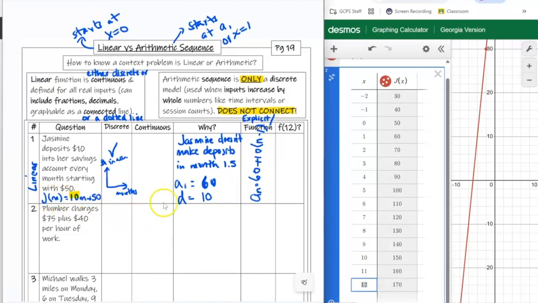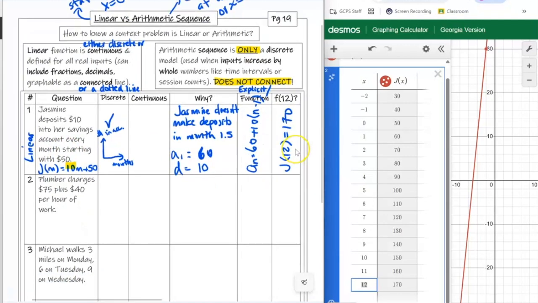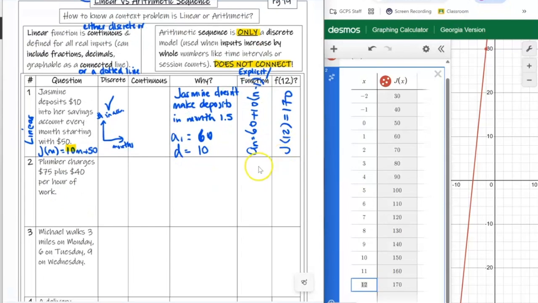Because I labeled it j, I'm going to go j of 12. So j of 12 is equal to 170. So basically what is this saying? After 12 months, which is a year, Jasmine is going to have $170. All right, go ahead and pause the video and complete examples 2 and 4.